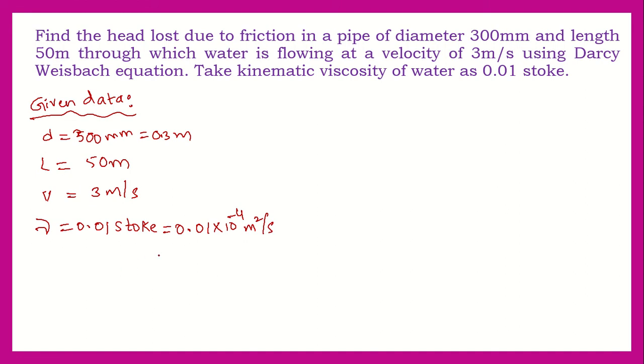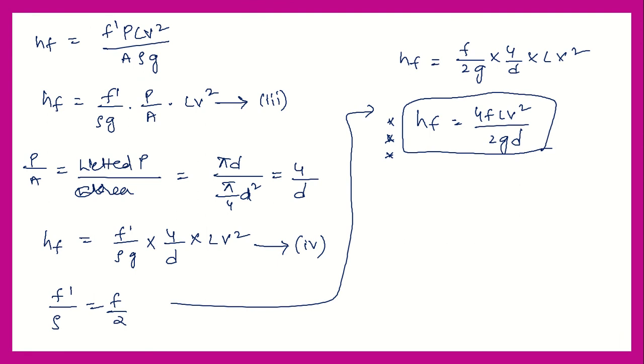So what is he asking us to calculate? He is asking us to calculate the head loss. So basically, what was the head loss equation? hf = 4FLV² by 2gD. So we want hf. To calculate hf, we have the L value ready, V value ready, D is ready, F is missing. What is F? I told you, friction factor.